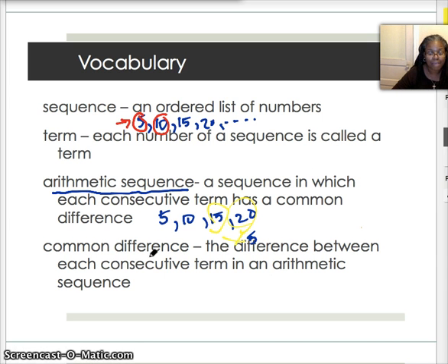All right, common difference, as we discussed before, is just the difference between 2 consecutive terms in an arithmetic sequence. So that's it for our vocabulary. Let's take a look at some examples.